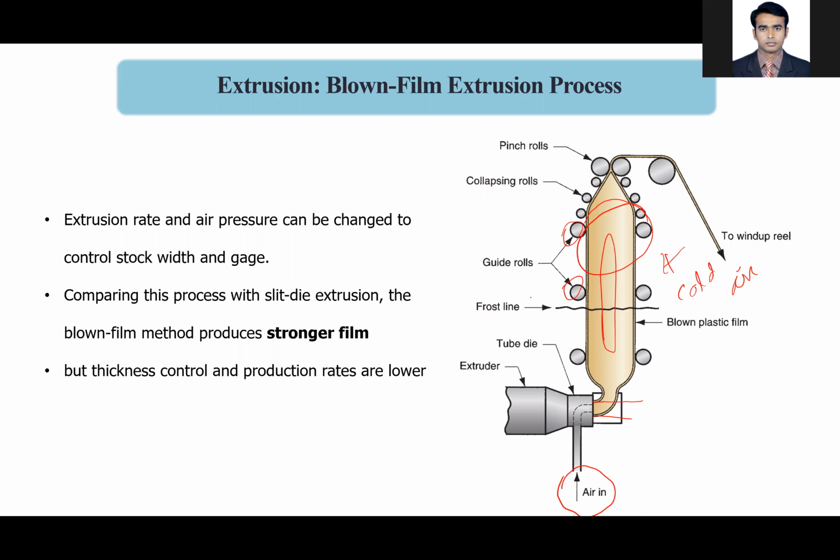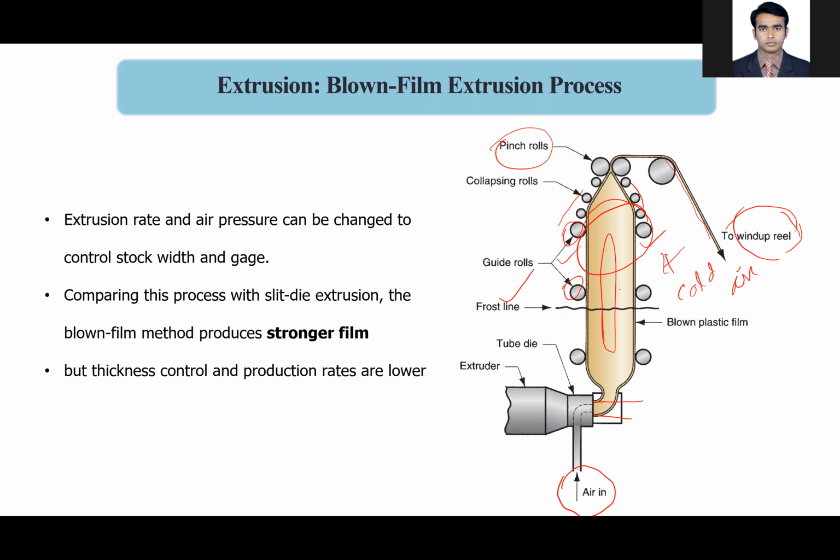After the frost line, the plastic becomes solidified, and then these guide rolls, collapsing rolls, put them together, and then this squeezing pinch roll acts as a barrier for the air, so that air doesn't go out this way, and also you make the plastic sheets in here. Then that sheet comes out and goes to the winder reel, where you make the plastic reels.